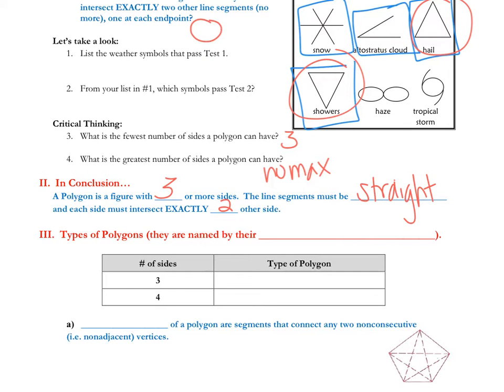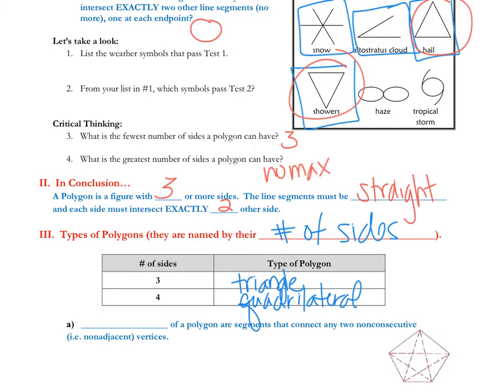And then types of polygons are named by their number of sides. And hopefully we know what a 3-sided polygon would be. That would be a triangle. And then a 4-sided polygon is known as a quadrilateral. And there are so many different types of quadrilaterals that we're going to learn about.